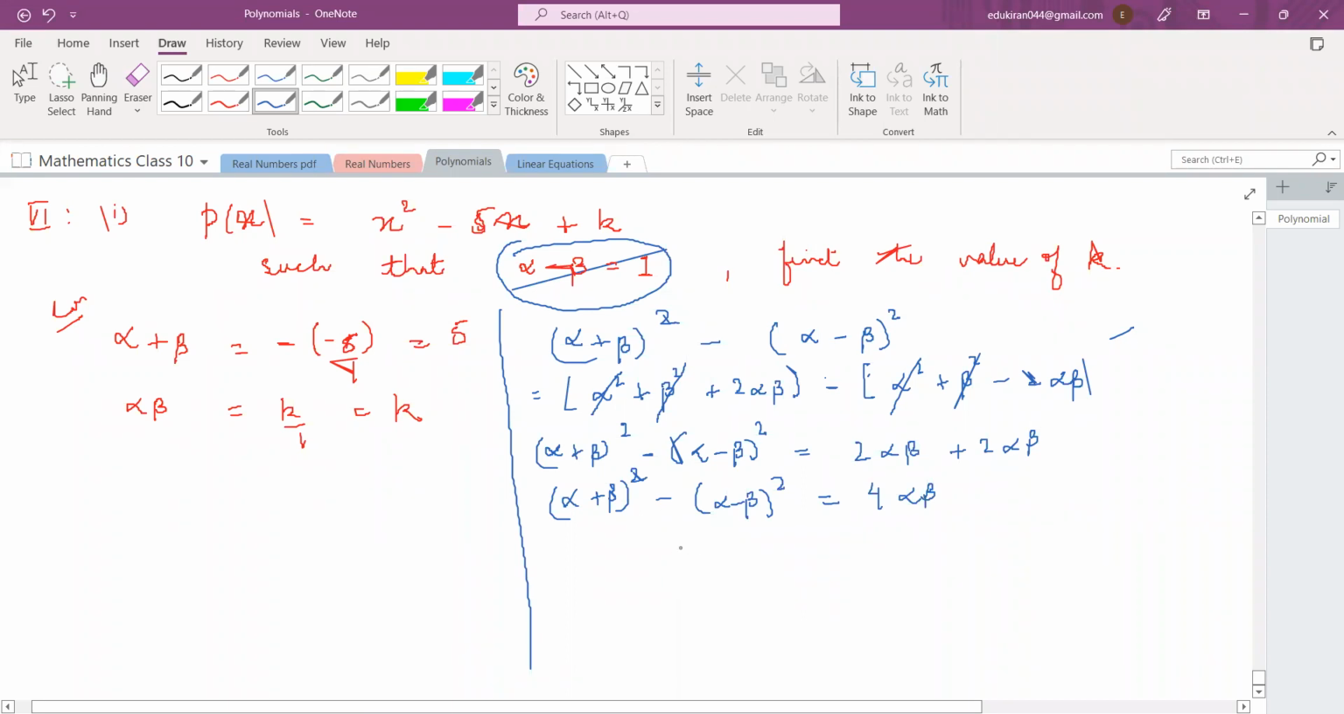Now, you know, we will keep this thing, which is alpha minus beta, on one side and we will take the other terms on the other side. So I'm writing it alpha plus beta whole square and then minus of 4 alpha beta will be equal to alpha minus beta whole square. Clear?